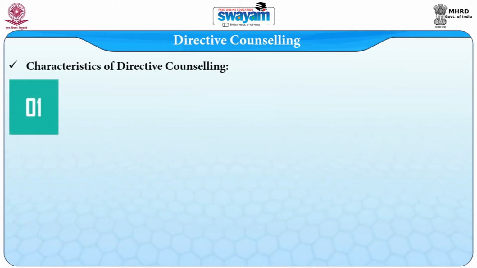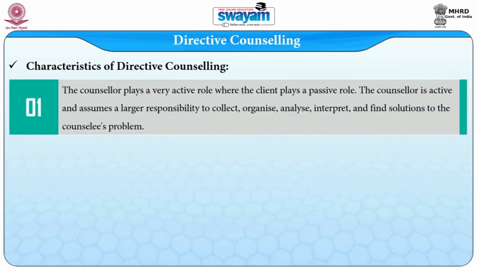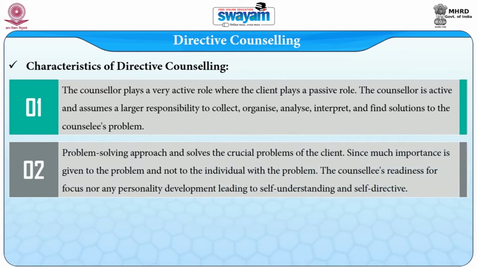Characteristics of directive counseling. In the directive counseling process, the counselor plays a very active role where the client plays a passive role. The counselor is active and assumes a larger responsibility to collect, organize, analyze, interpret, and find solutions to the counselee's problem. Second, directive counseling is based on a problem-solving approach and solves the crucial problems of the client. Since much importance is given to the problem and not to the individual with the problem, all the efforts are directed to resolve the problem only. Therefore, in no way is directive counseling developmental.